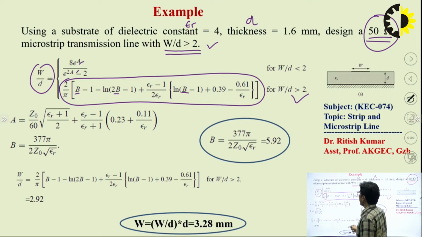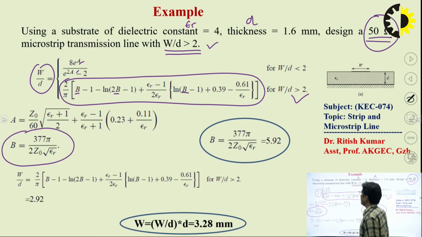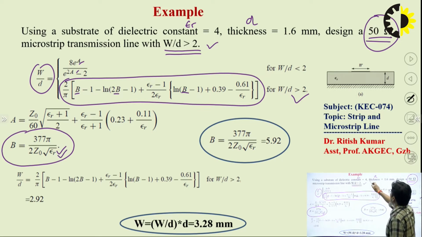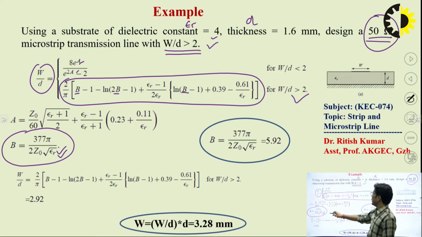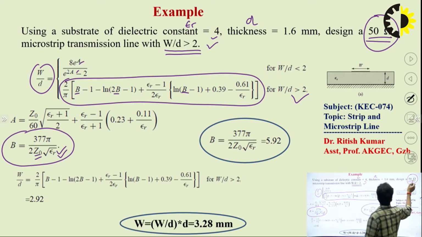So we need to find the value of V. This is 377π upon 2 Z0 under root epsilon r, where we know the value of epsilon r according to the question. Epsilon r is equal to 4. After putting the value of epsilon r and Z0, you need to consider 50 ohm here. So I will get the value of V is equal to 5.92 here.